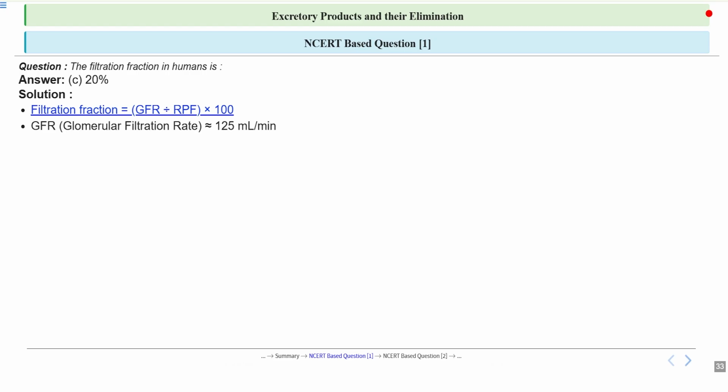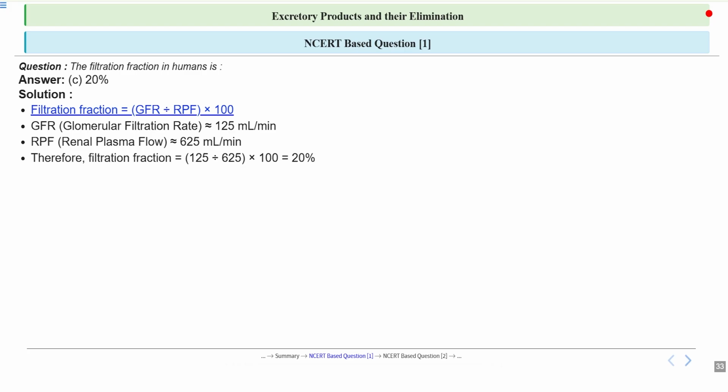Now let's look at the value for GFR, or glomerular filtration rate. In a healthy adult, this is about 125 ml per minute. Think of it as the amount of plasma being filtered every minute by the kidney's glomeruli. Now we have RPF, or renal plasma flow, which is about 625 ml per minute, and this represents the total plasma flowing through the kidneys each minute, like the total amount of water entering the filter.